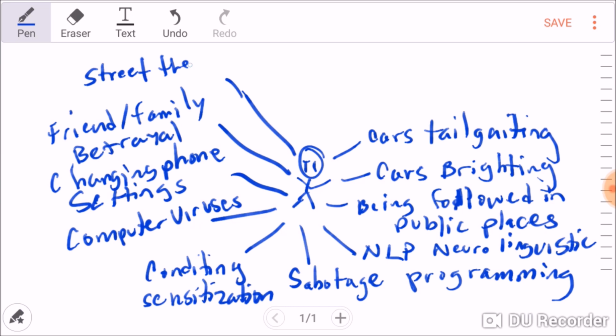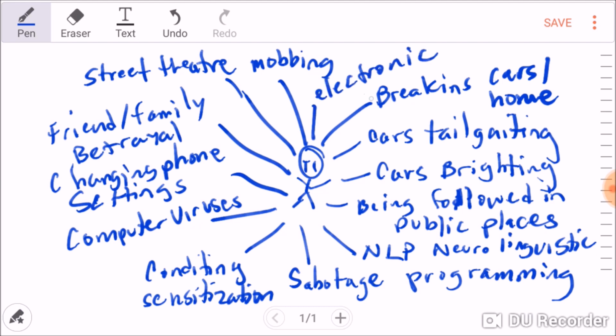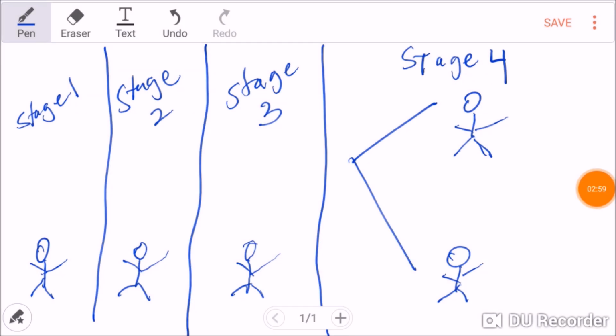And then in addition to that, you have street theater. So you have these acts that they do on the street. They do mobbing, which is a bunch of people just surrounding you or doing something weird. They break into your cars. They break into your homes. And they let you know that they did it. And they also have electronic weapons to harass you as well. As you can see, this is quite a bit. It's a lot of stress. And that is why it works.